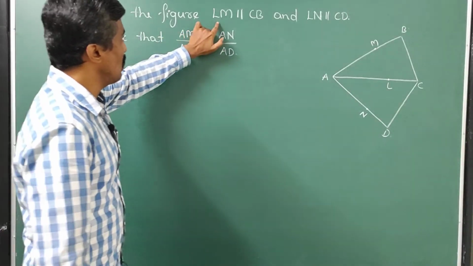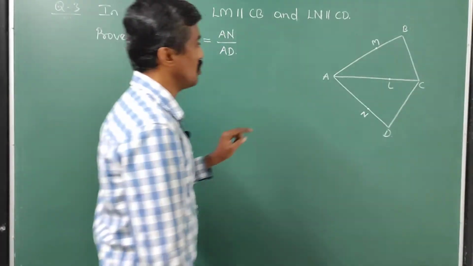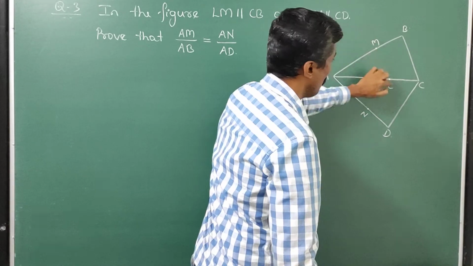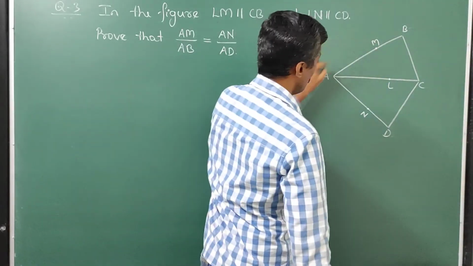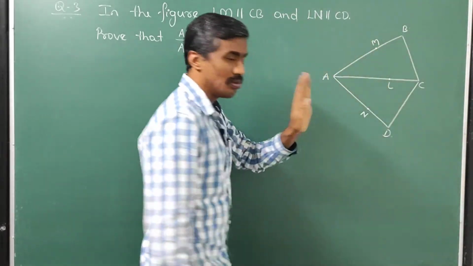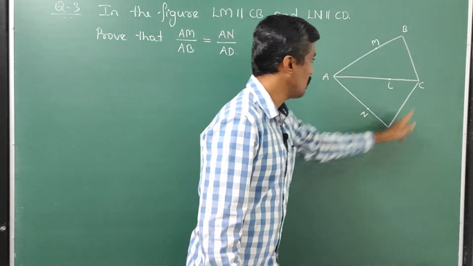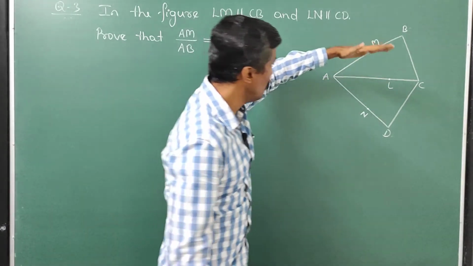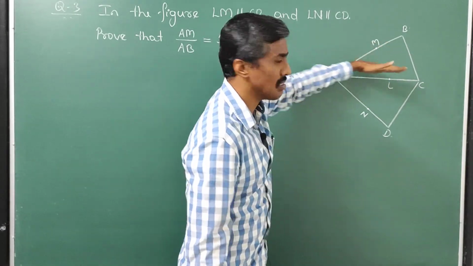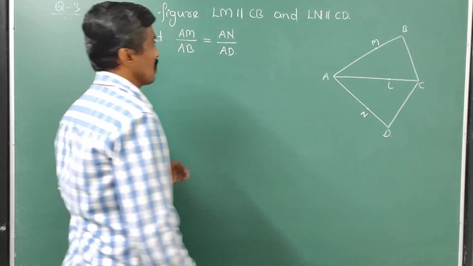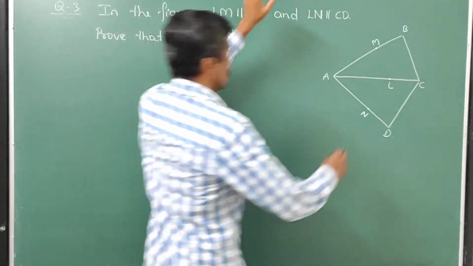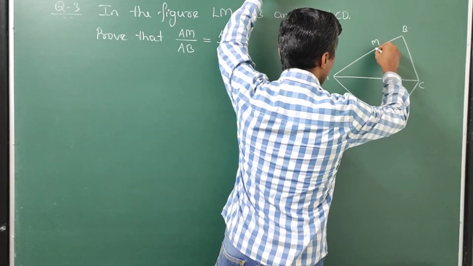In the figure LM is parallel to CB. So now we have to join LM. There are now two triangles, correct? Triangle ABC and triangle ADC. For both triangles, AC is the common side. So I will take the first data, that is LM parallel to BC.